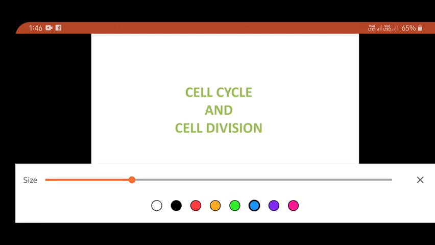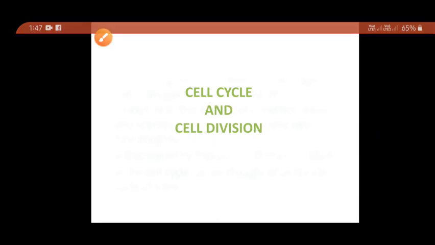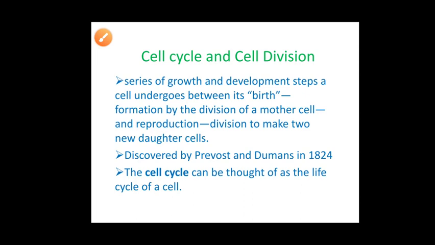Topic: cell cycle and cell division. So what are the cell cycle and cell division? The cell cycle means the cycle of stages that a cell passes through to allow it to divide and produce new cells, and the process of producing and dividing new cells is called the cell cycle. Got it?